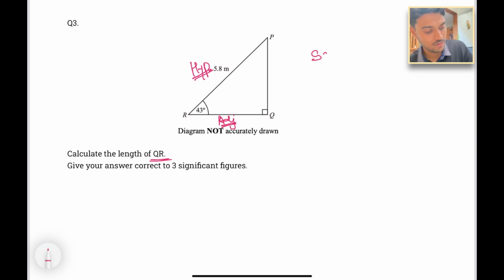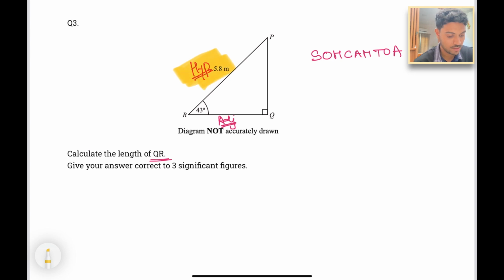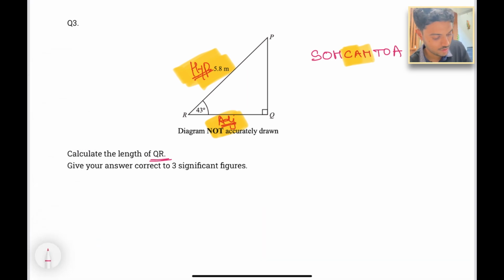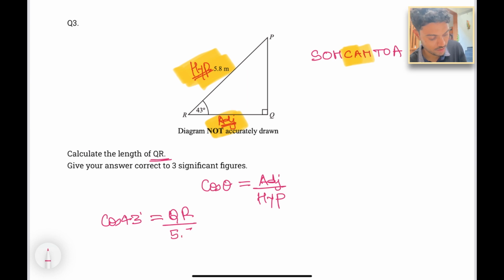So let's write the SOHCAHTOA method and figure out which trigonometric ratio is applicable when hypotenuse is known to us and adjacent. Cos theta will be adjacent upon hypotenuse. So cos 43 degrees equals to adjacent, which is missing, which is QR, upon hypotenuse, which is 5.8.